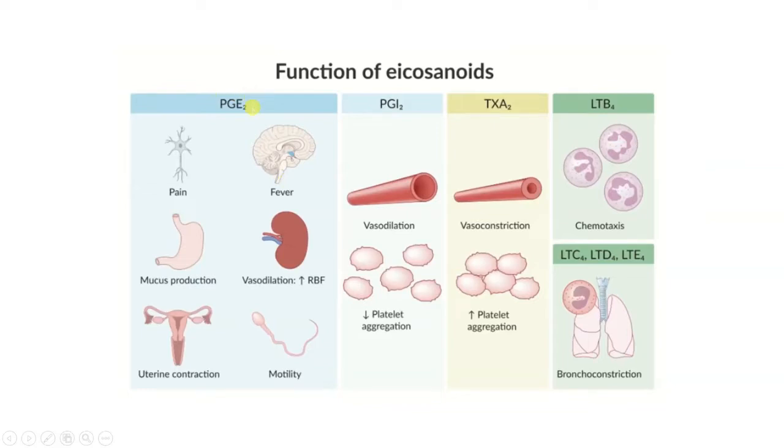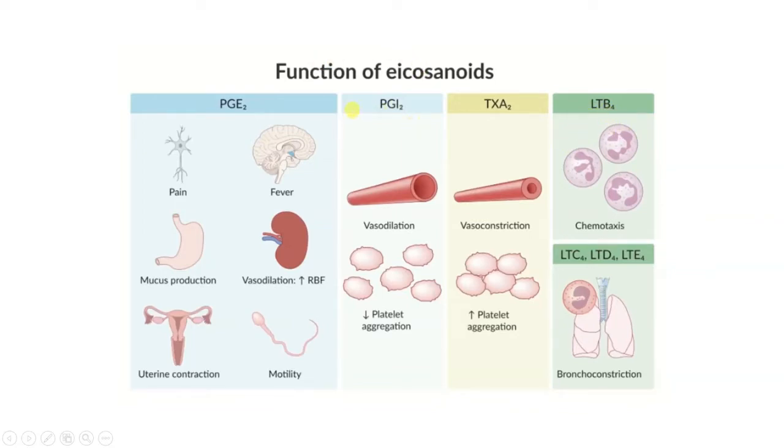And you may notice that we have leukotriene E4, leukotriene D4, leukotriene B4. What do these numbers mean? Actually, it's referring to the number of double bonds between carbon atoms in their structure.